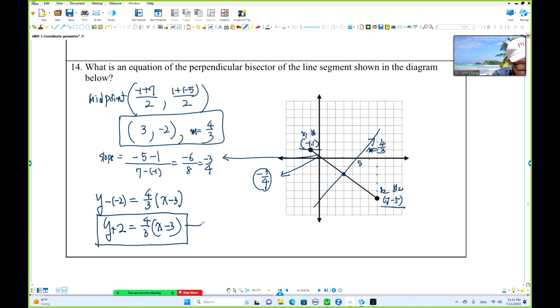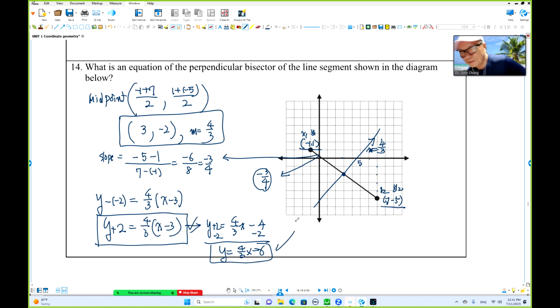But they were asking you to express it in slope-intercept form. You can transform this. Distribute the 4 over 3 times 3, that is negative 4. So minus 2 on both sides, you get y equals 4 over 3 x minus 6. Both will be accepted.